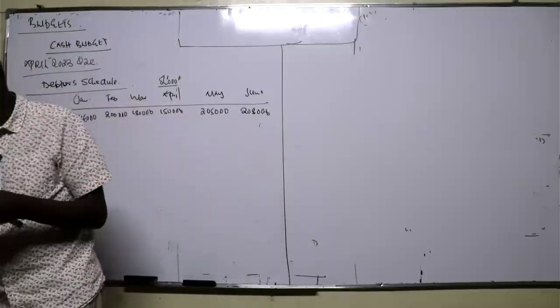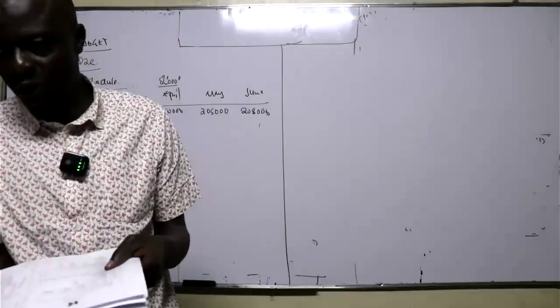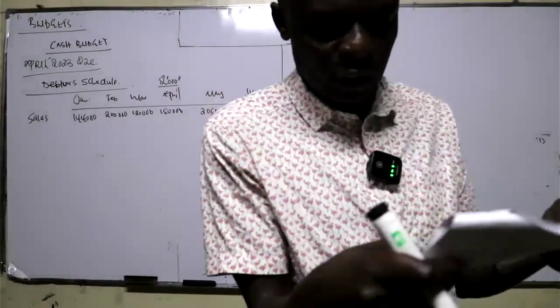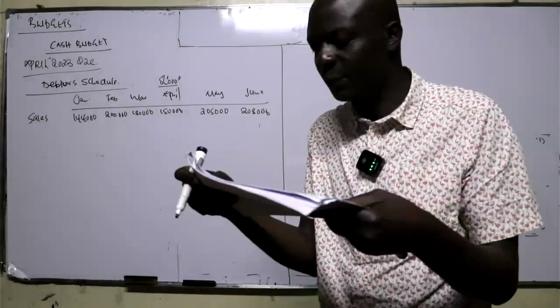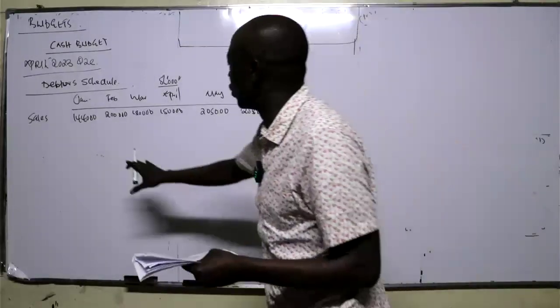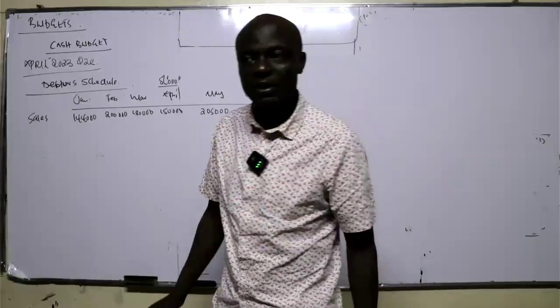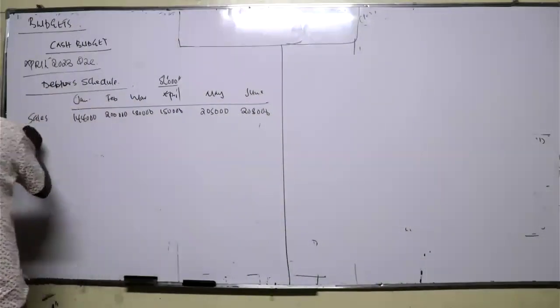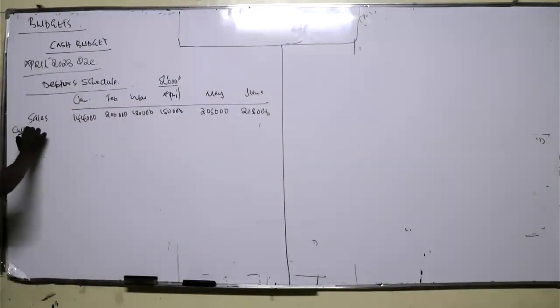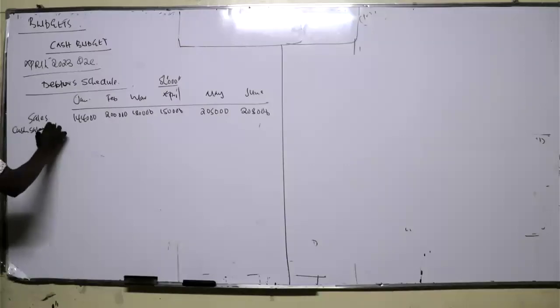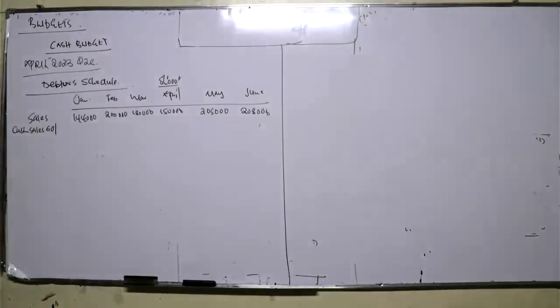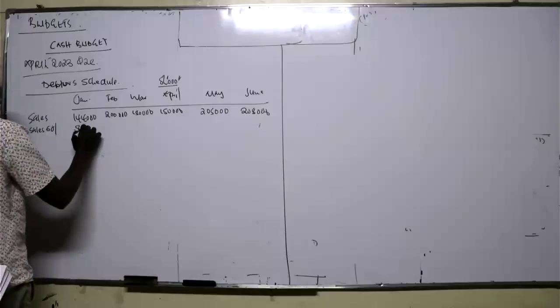So now we go to the information on sales, which is in note number 1. Cash sales are 60% of the total. These are the total sales, and we're being told out of the total sales, 60% is cash sales. So we eliminate the cash sales here. So we write here cash sales, 60%. So 60% of 144,000 is 86,400 in cash sales here.